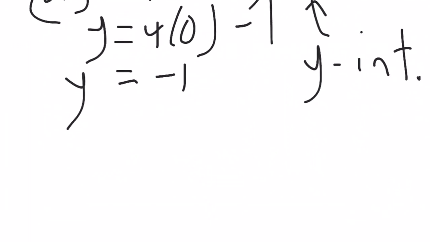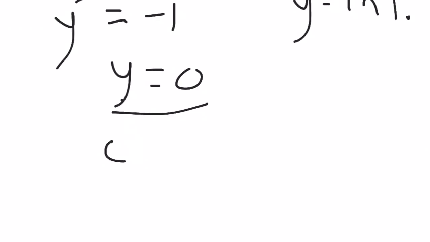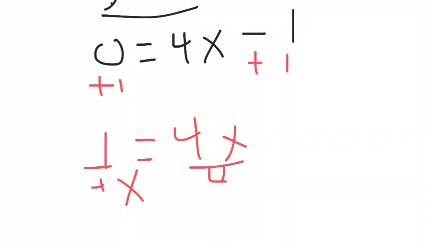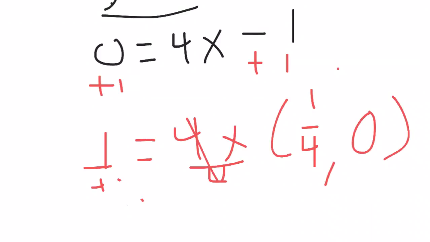So for another point, you can let y equal 0. So when y equals 0, that's 0 equals 4x minus 1. Add 1 to both sides. So 1 is equal to 4x, so x is equal to, divide by 4, 1/4. So the point 1/4, 0 is also on the graph. And when the y-coordinate is 0, that's what we call the x-intercept.